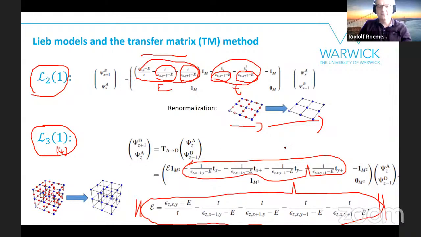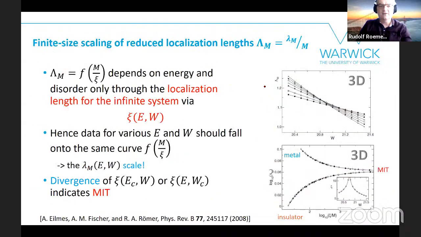Okay, is everyone relatively happy with the transfer matrix method? Because from now on, I'm only going to talk about us having localization lengths, which we compute from the transfer matrix, and doing something with them. Is everyone happy? Any questions? No, then I'll carry on.